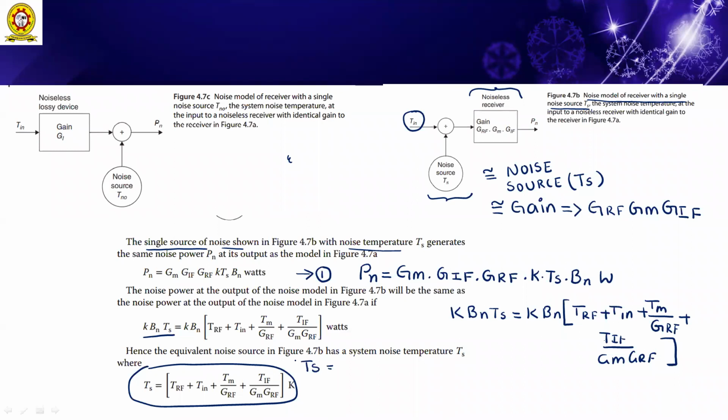So Ts equals TRF, that is Tin, plus Tm by GRF, plus TIF divided by GM into GRF. Okay.